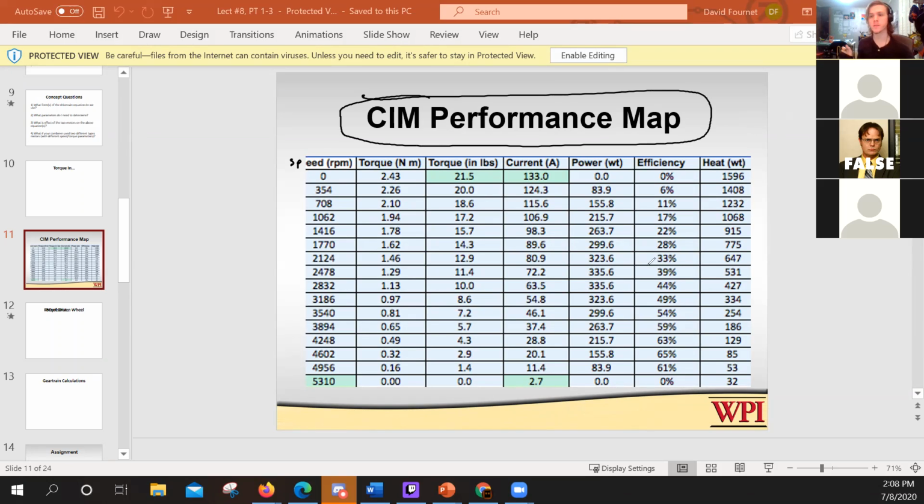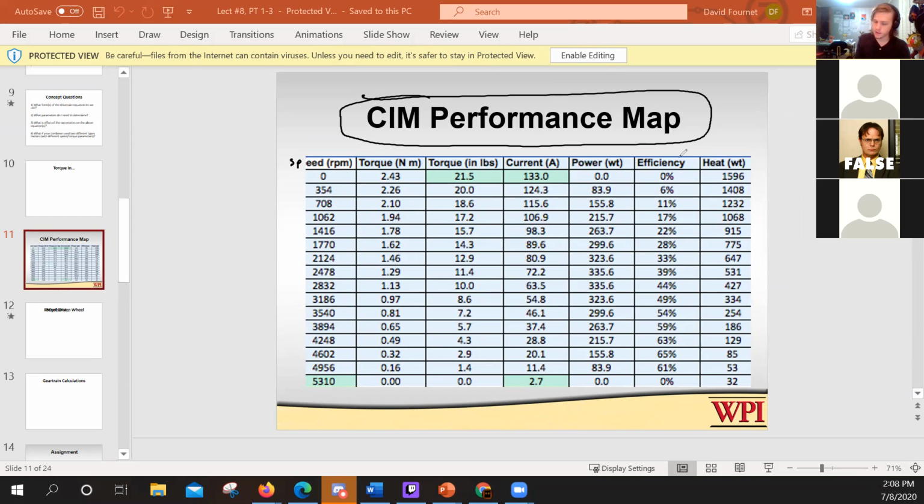Your motors, the ones that you guys use for FTC, the little Andy Mark motors, have these as well. You can go on their website and find it. This one is for a sim motor, which you guys aren't going to use. Sims are larger motors, usually used for FRC. But this is a good representation of what one of these charts looks like.